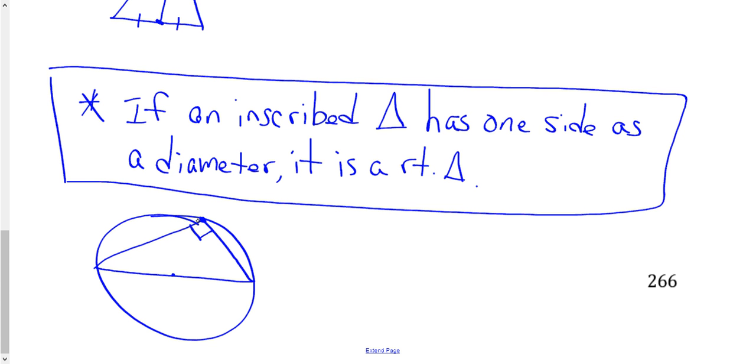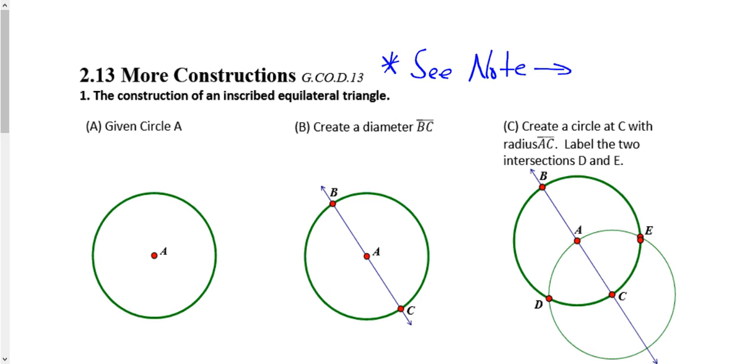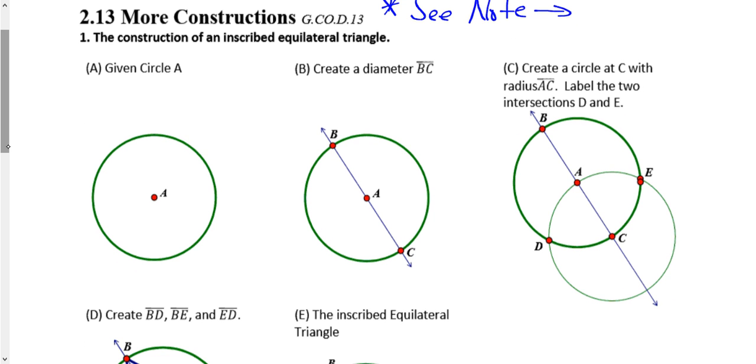Let's go back to a couple of these constructions here. Okay, so our first one. We're going to construct an inscribed equilateral triangle. You know what inscribed is, right? Now, an equilateral triangle, what is it? Equilateral. All three sides are congruent, okay?